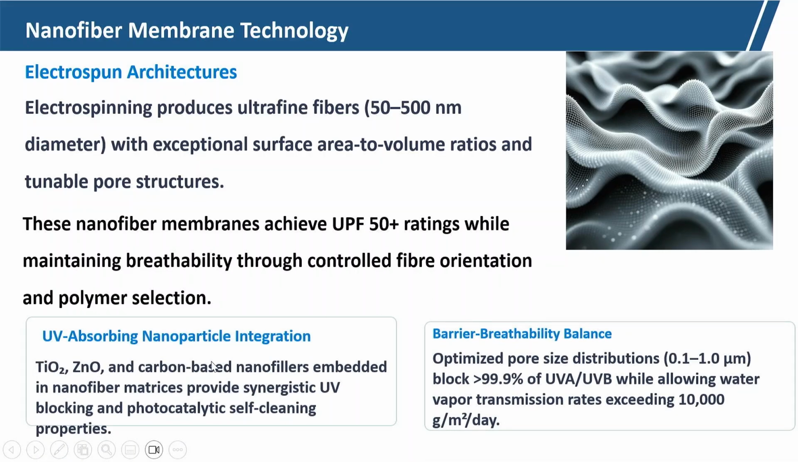So, for multiple applications we can use this electrospun architecture. UV absorber nanoparticles integration we can do: titanium dioxide, zinc oxide. So, different types of nanofibers we can use, which enhance the breathability with better UV protection. Very high moisture vapor transmission we can achieve, along with more than 99.9% UV protection, almost 100%, by using the nanofiber membrane.